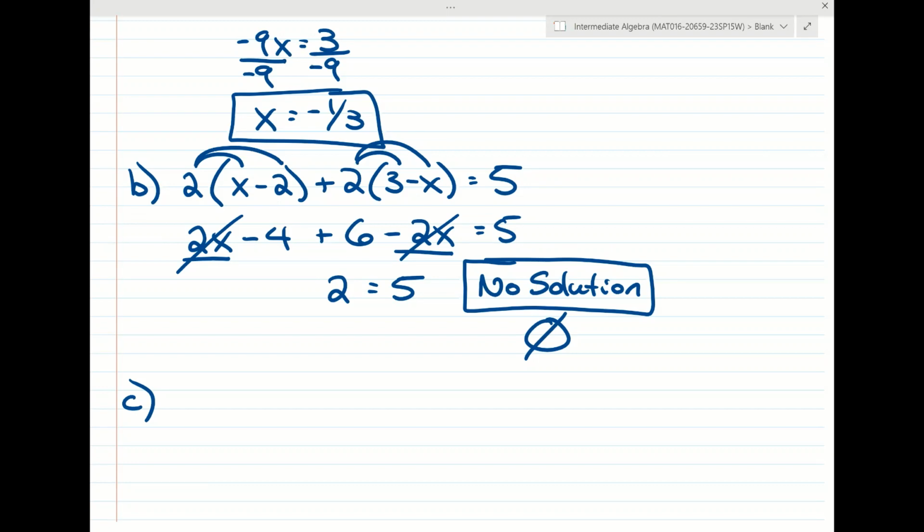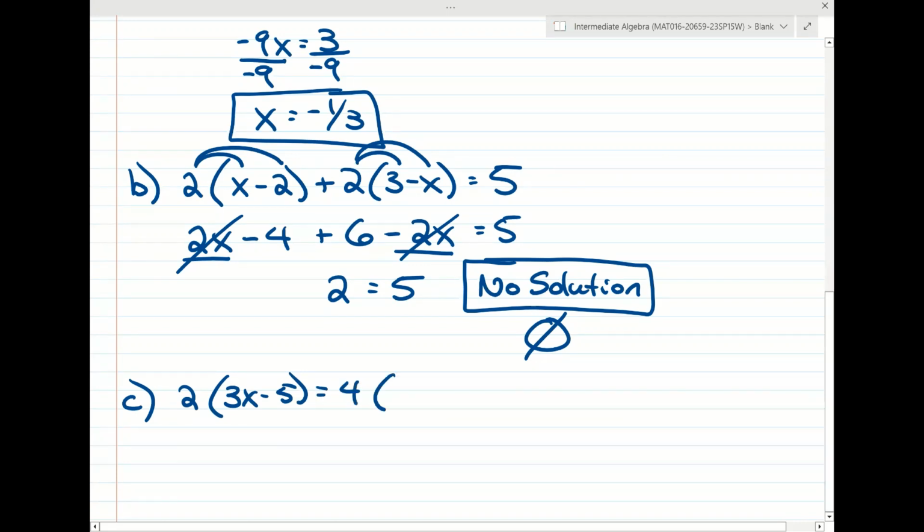All right, what if we had something where it's like 2 times (3x minus 5) is equal to 4 times (x minus 1) minus 6?